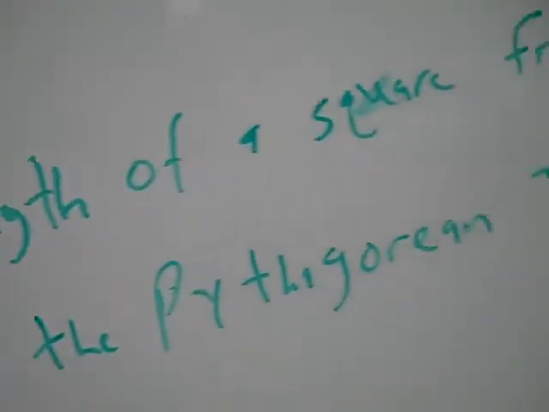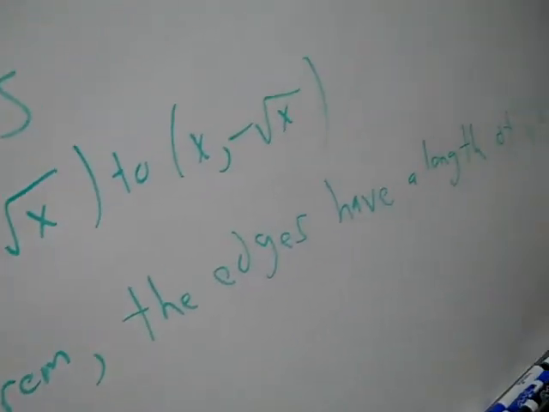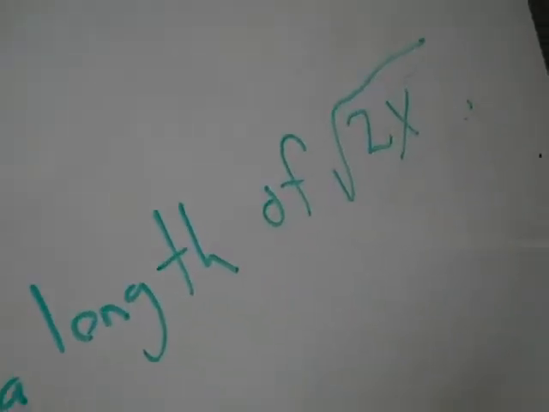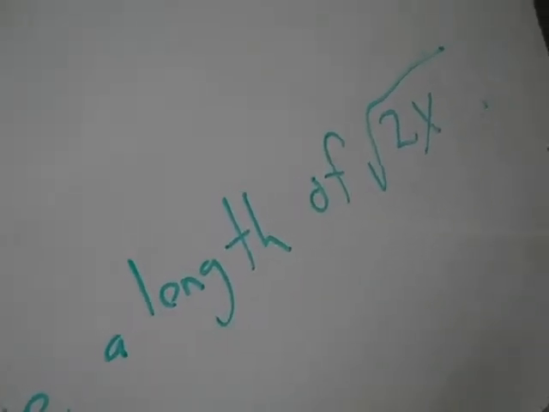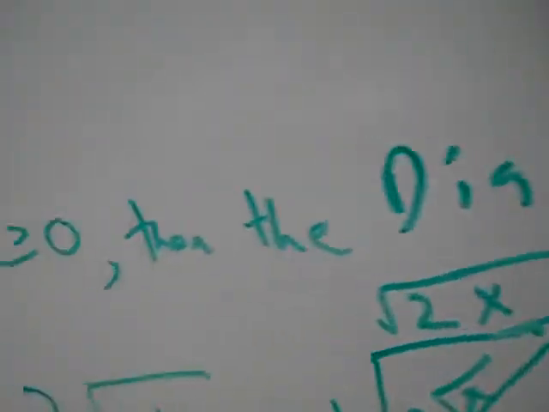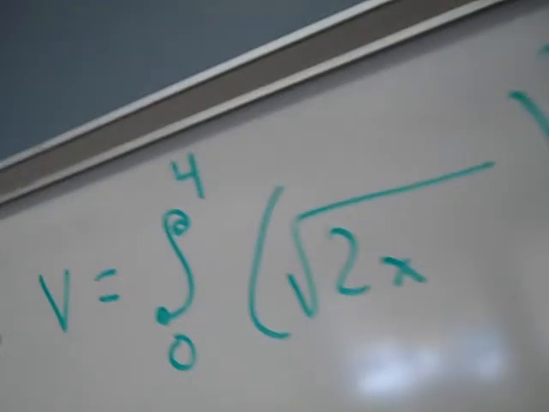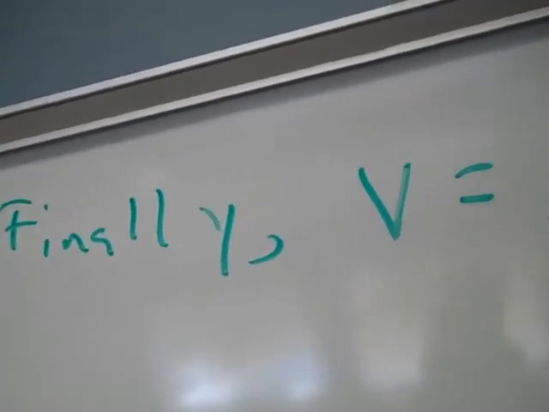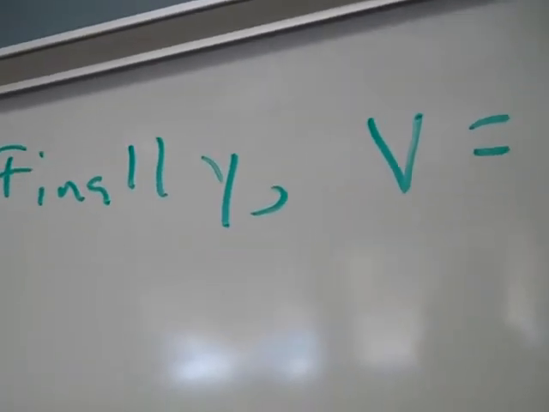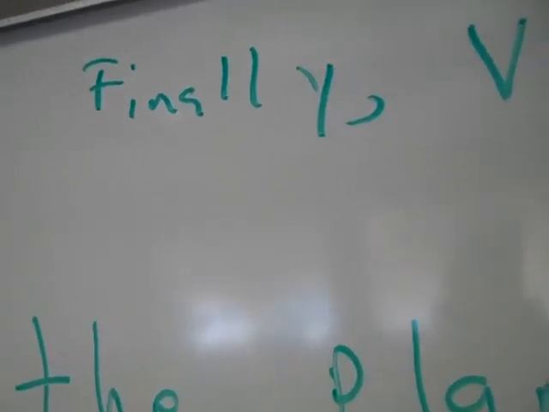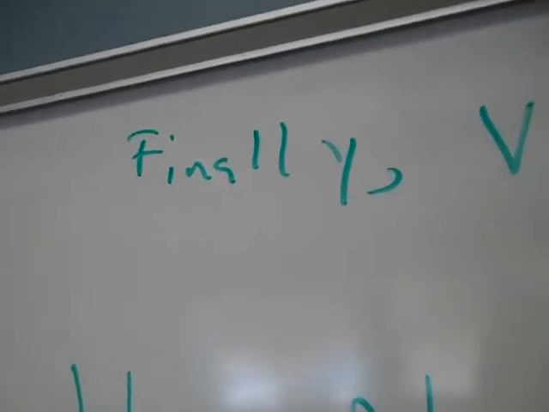And that's, again, by the Pythagorean theorem. The edges themselves have a length of radical 2x with the 2 on the inside. So for each x that we choose, the squares have edges that are of length radical 2x with the 2 inside.